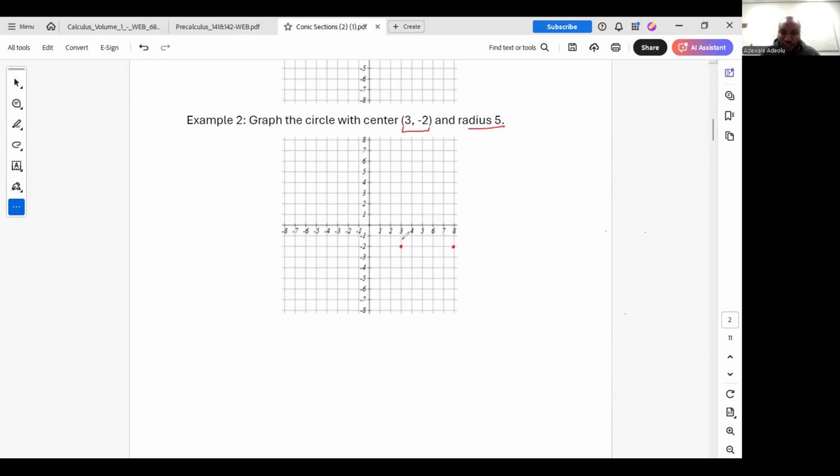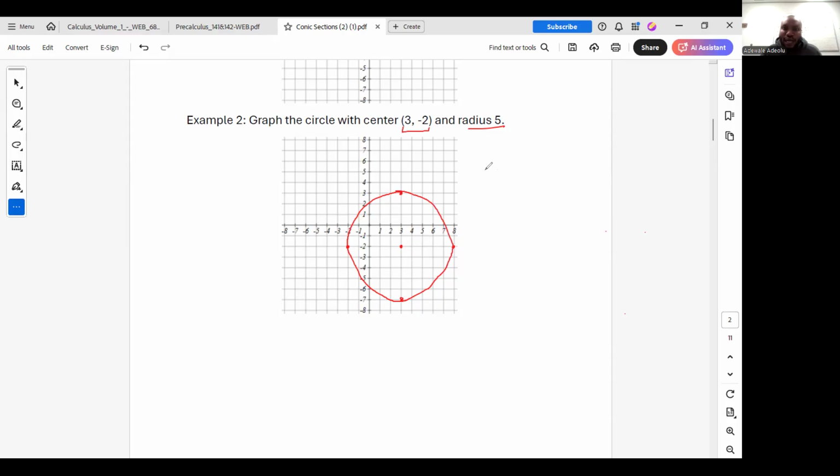I have it here. 1, 2, 3, 4, 5. Yes. So here 1, 2, 3, 4, 5. I have this. Then to the left here 1, 2, 3, 4, 5. I have this. Then I can draw my circle. So that is a circle with center 3, negative 2 and radius 5.